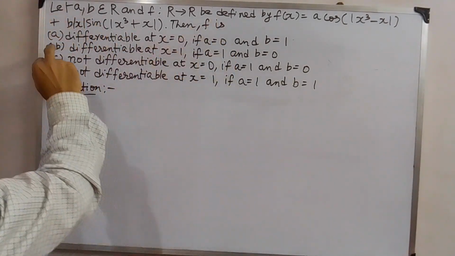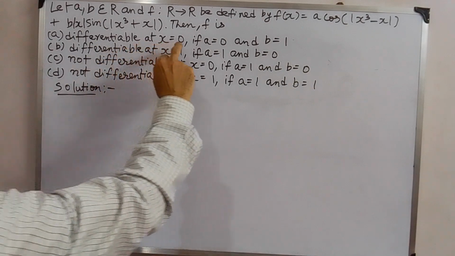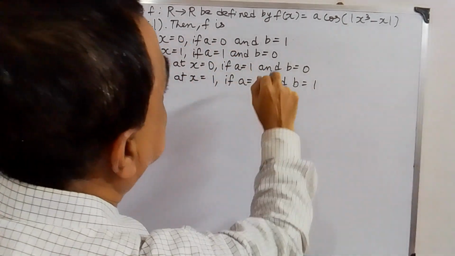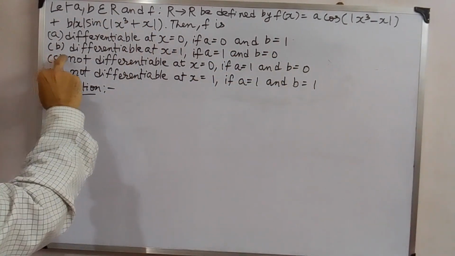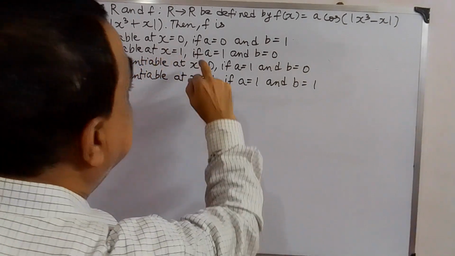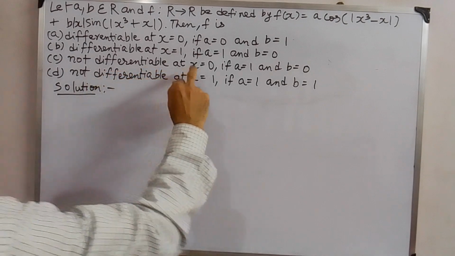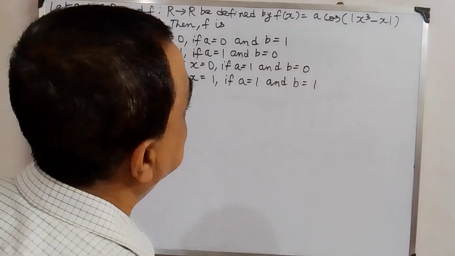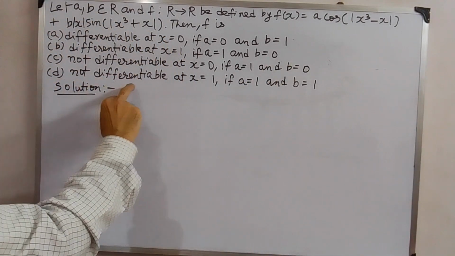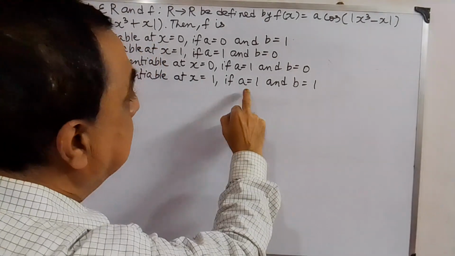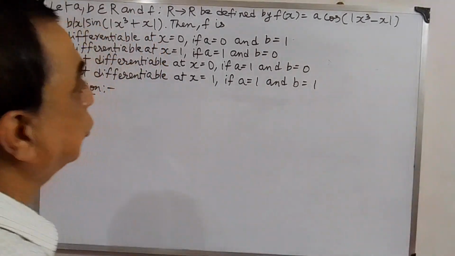Then f is (A) differentiable at x equals 0 if a equals 0 and b equals 0. (B) differentiable at x equals 1 if a equals 1 and b equals 0. (C) not differentiable at x equals 0 if a equals 1 and b equals 0. (D) not differentiable at x equals 1 if a equals 1 and b equals 1.